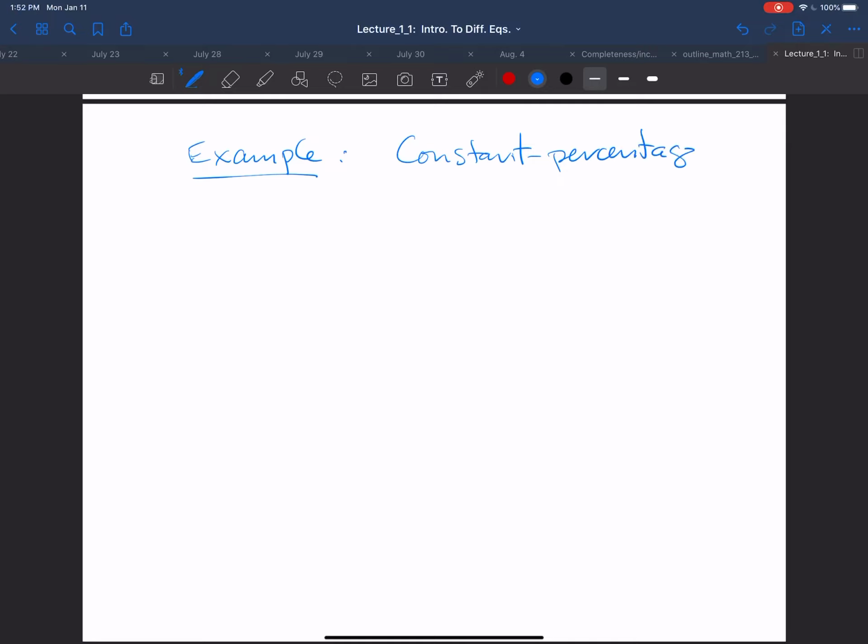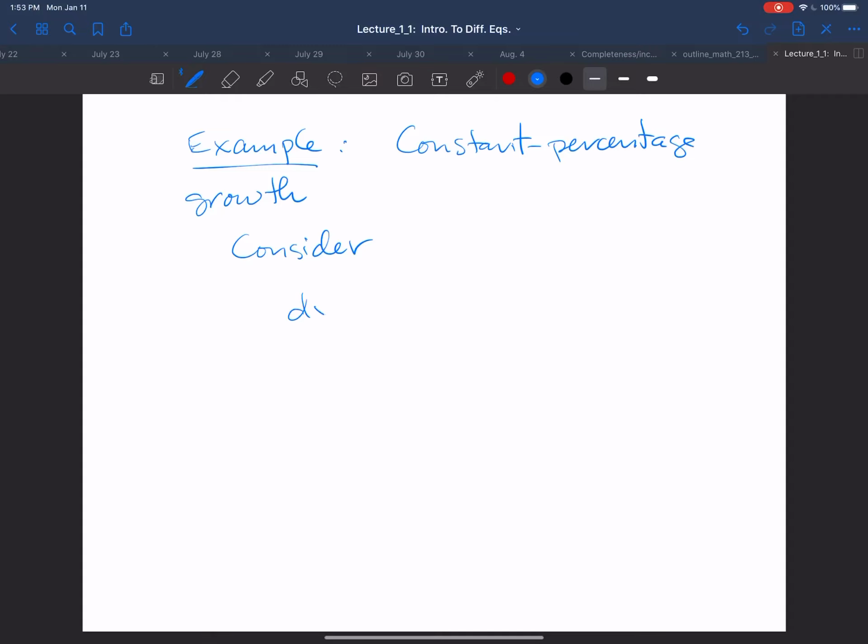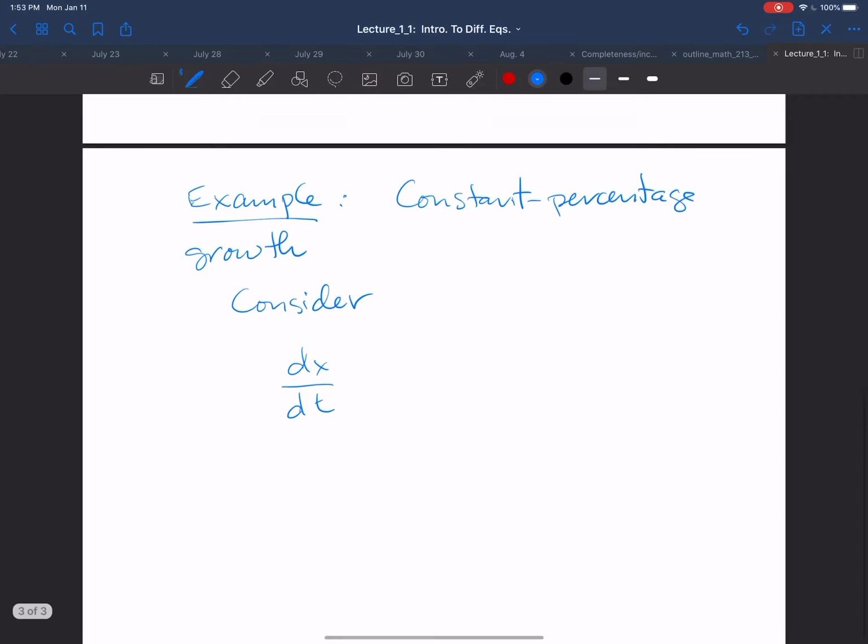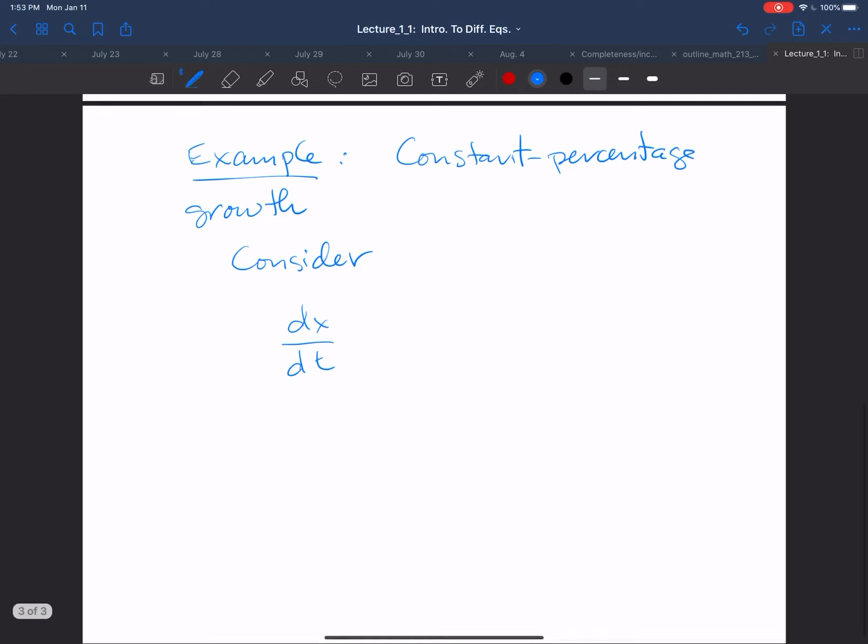So this might be the balance in a bank account, for instance, or something like, say, a population of some species, in a case where resources are abundant, so there's plenty of food and shelter available. In such a case, you might expect that if the variable x represents the size of that population, then the rate of change of the population would be directly proportional to the size of the population itself.